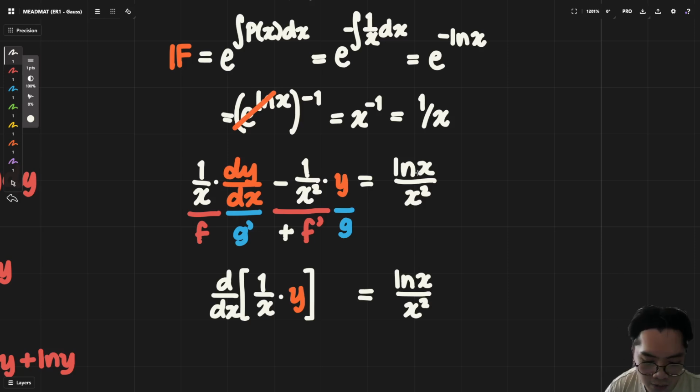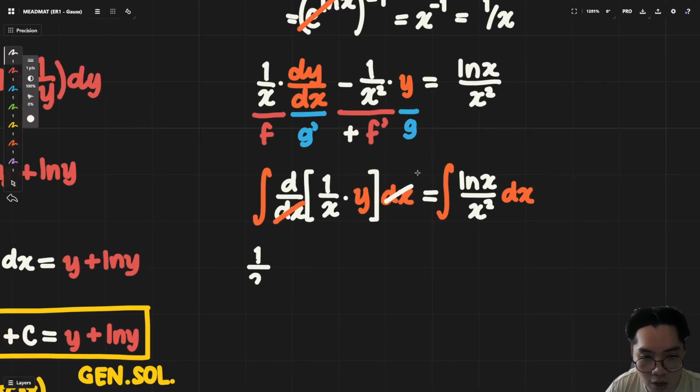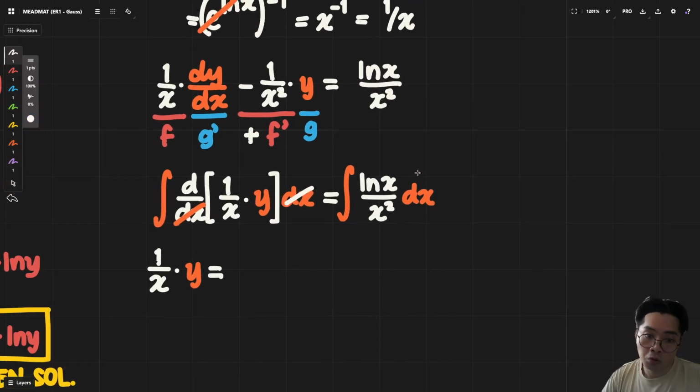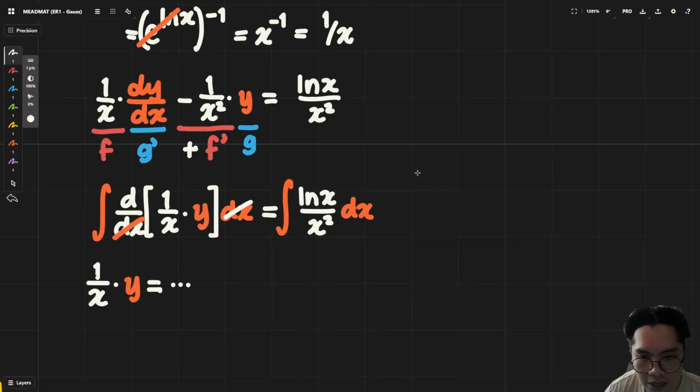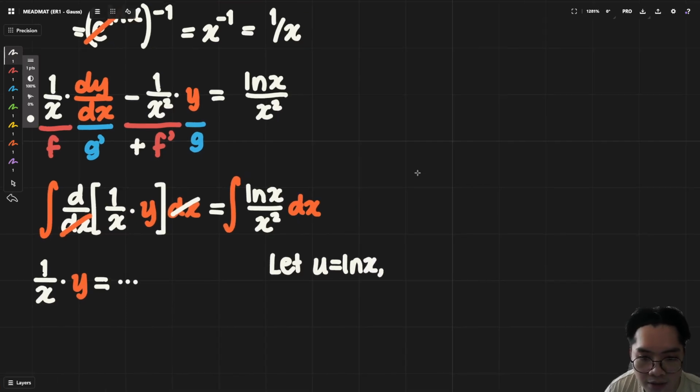And the point now is that we should integrate and then integrate. Cancel, cancel. This will now be left as 1 over x times y is equal to, I don't know yet, right? We'll see. Let's try out here. The most common one would be ln of x. Let u is equal to ln of x, which means that your du is equal to dx over x. However, there is a problem.